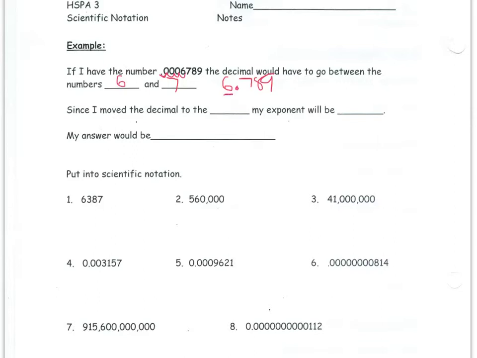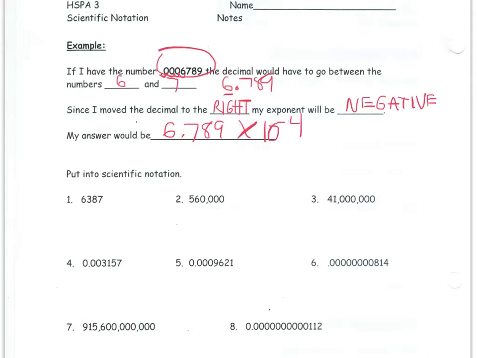Now, since you moved it to the right, again, I really don't like emphasizing that. Here's what I would do. This is a very small number, so if it's a very, very small number, I know my exponent has to be negative when I put it in scientific notation. I moved this 4 places to the right. So your answer is going to be 6.789 times 10 to the negative 4. That's an easy way of thinking of this.